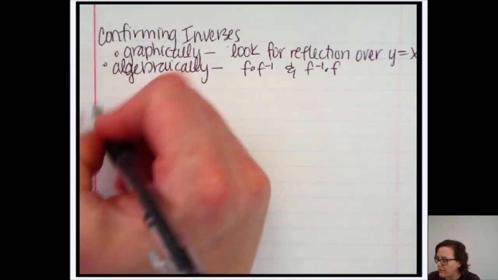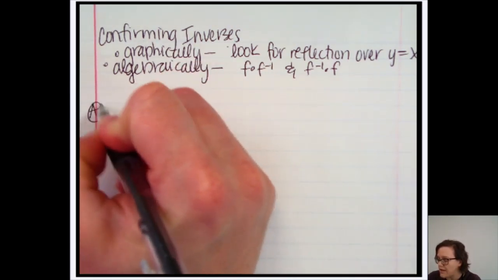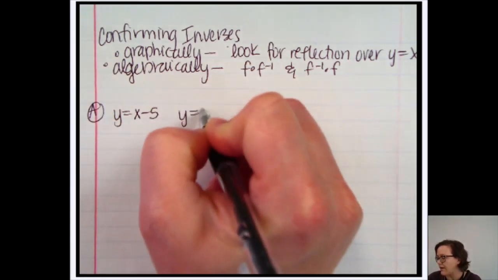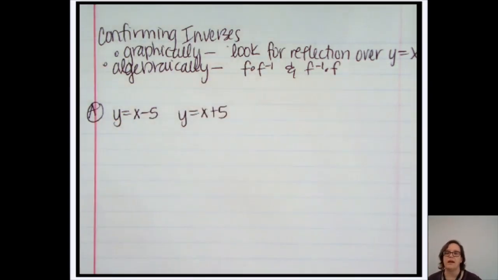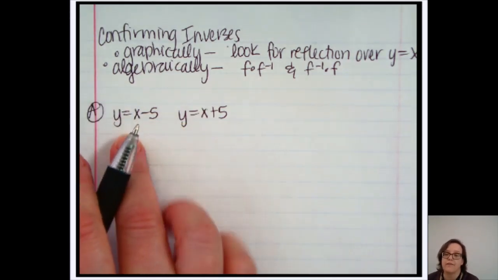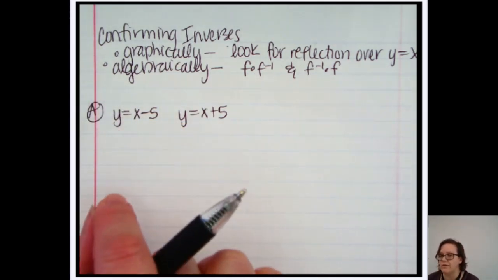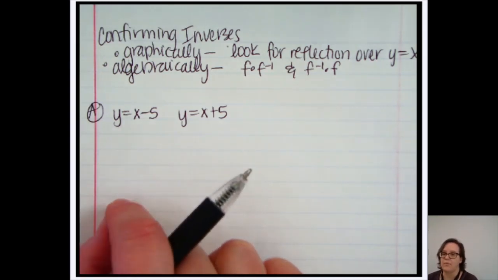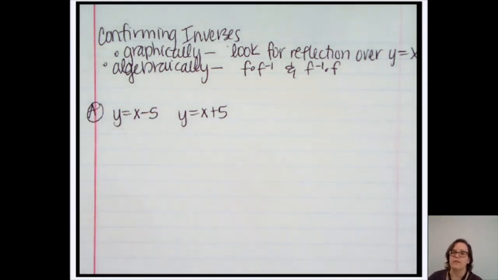So the first one, let's start with a pretty easy one. We have y equals x minus 5 and y equals x plus 5. Hopefully you're not surprised that these are lines and that an inverse of a line would be a line. If you were to fold it, it's going to give you back a line. So let's go ahead and look at Desmos.